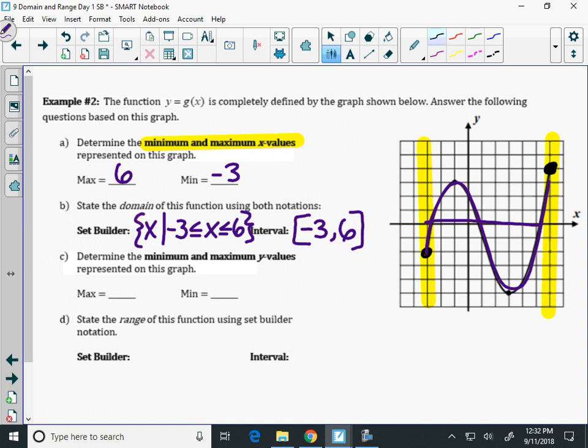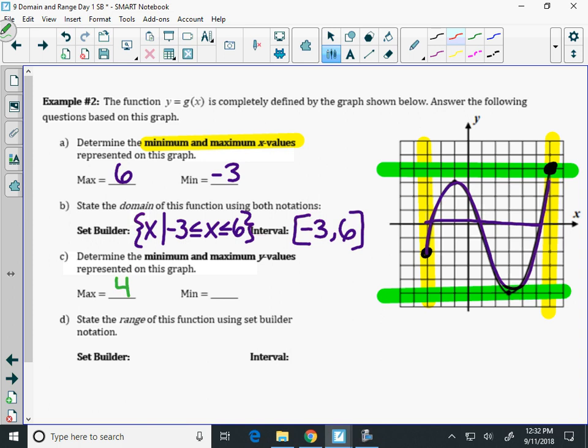Okay? Is that okay so far? All right, let's try the range. So in range, I'll change my color. Let's use green. So we need our highest y value. So the highest up you go, and the lowest down you go. Where is that maximum y value? Is that 4? Yep. 4. And where is our minimum y value?